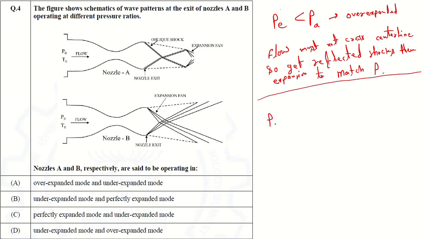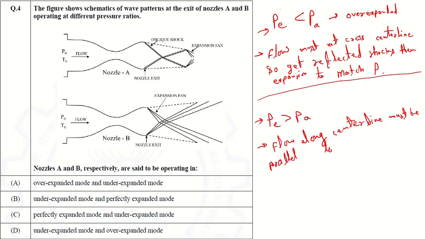For underexpanded, P is greater than PA, and flow along the center line must be parallel to the center line. So we have the conditions for underexpanded and overexpanded, right?